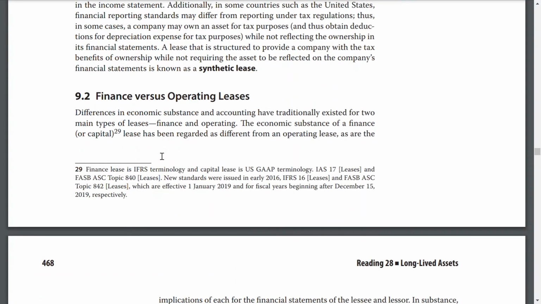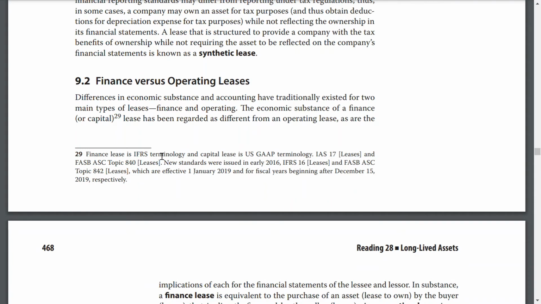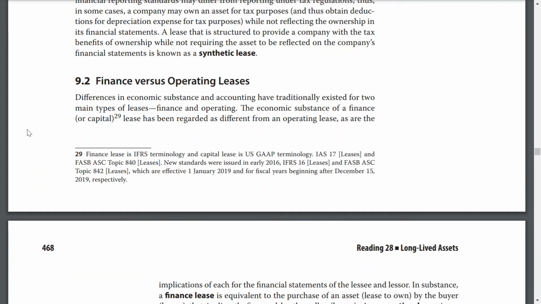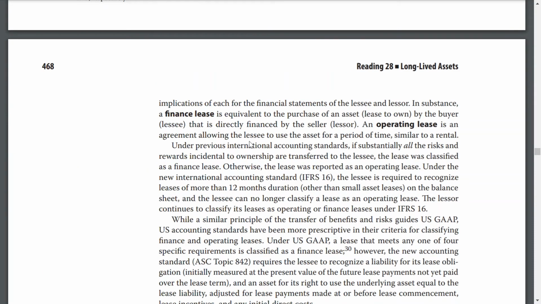Finance versus operating lease. The differences in economic substance and accounting have traditionally existed for two main types of leases: finance and operating. The economic substance of a finance or capital lease can be regarded as different from the operating lease, and so are the implications of each for the financial statements of the lessee and the lessor. The substance of a finance lease is equivalent to the purchase of an asset by the buyer, directly financed by the seller. An operating lease is an agreement allowing the lessee to use the asset for a period of time, similar to a rental.